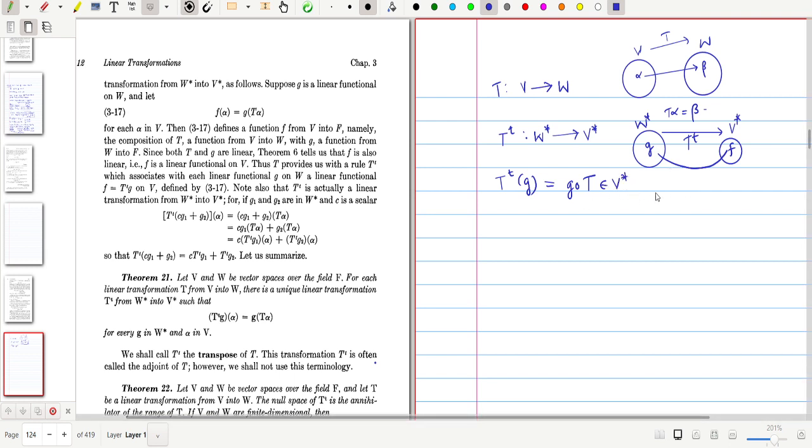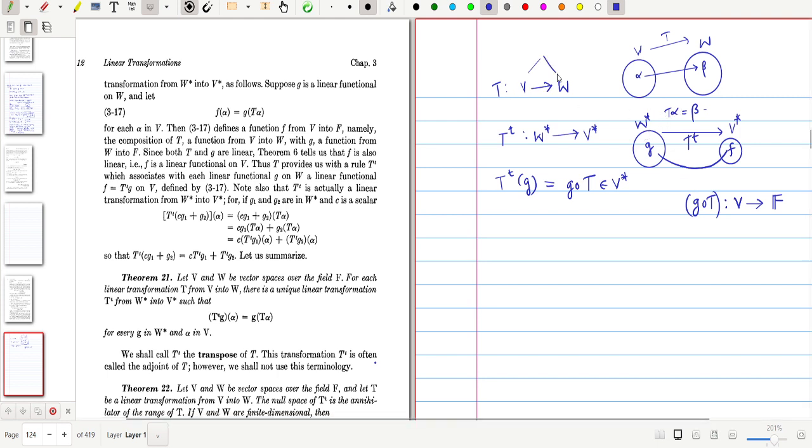Why is it an element of V star? Because this G composition T is a linear transformation. G is a linear transformation, T is a linear transformation, so the composition is also a linear transformation. That's from the domain of T to the codomain of G. The codomain of G is F, because G is a linear functional on W, so G is a functional from W to F, if we define these two vector spaces over a common field F. So clearly this G composition T belongs to V star.